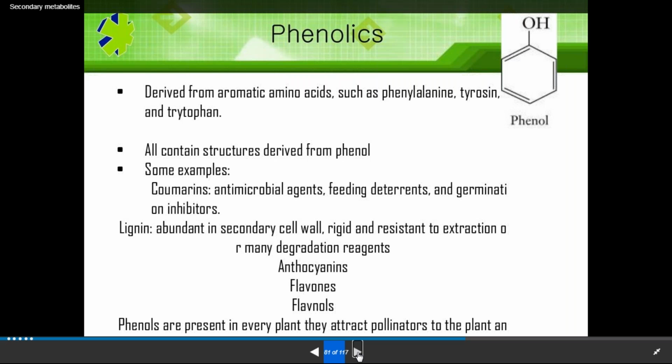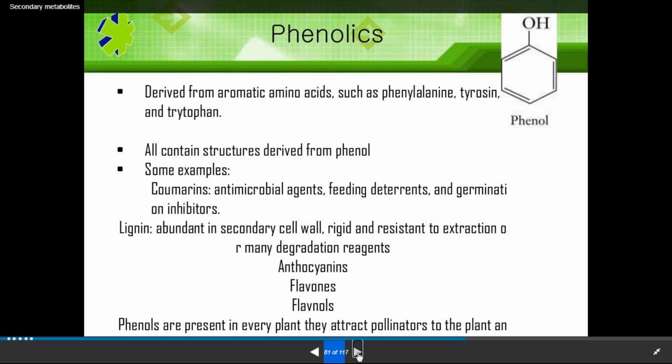Through which pathway can these phenolics be derived? Shikimic acid pathway. Very good. This is derived from the shikimic acid pathway. Recall what we have discussed in previous classes. The end product of all shikimic acid pathways is amino acids, and these amino acids will be the starting material for deriving lignans, flavonoids, coumarins, alkaloids, phenols, etc.